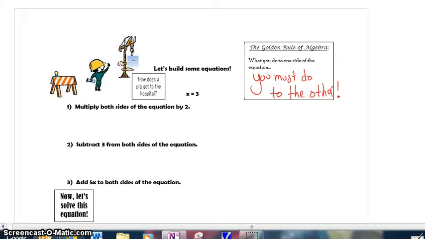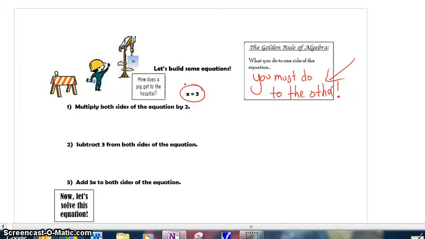First, the golden rule of algebra, which is over here on the side, says what you do to one side of the equation, you must do to the other. Let's keep that in mind while we build our equation. I'm telling you, the answer is x equals 3. That is your answer. Let's go ahead and follow the steps 1, 2, and 3 and build an equation.